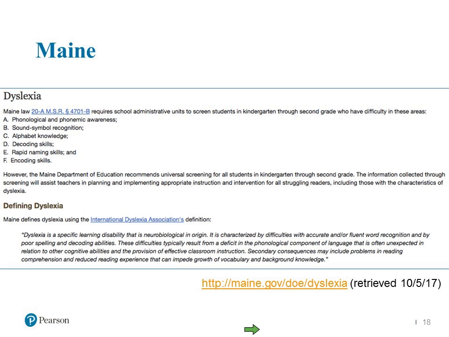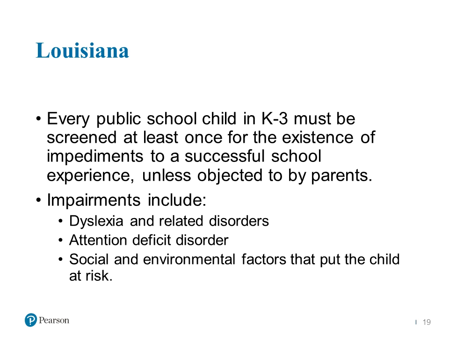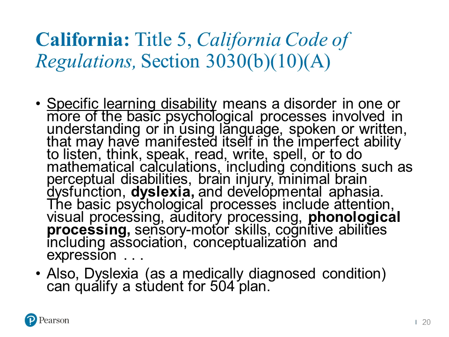If we look at several different variations of state legislation, we see Maine, and we see what's going on in Louisiana with regard to universal screening and screening for kids with impairments like dyslexia, and also California, where dyslexia is actually included in their definition of specific learning disability.